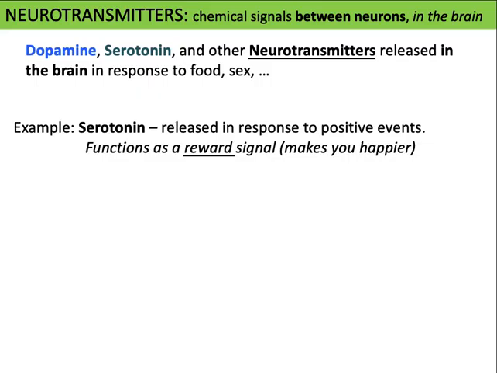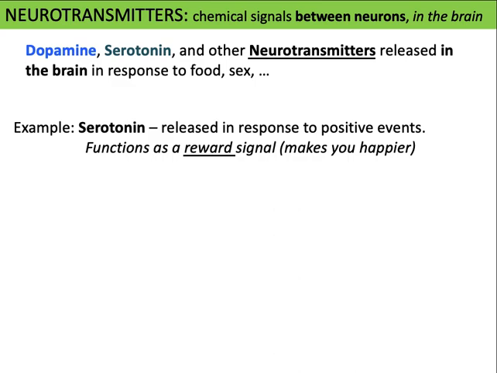Okay, so those are hormones. Neurotransmitters, on the other hand, are chemical signals between brain cells, between neurons in the brain. And so in addition to being found in the brain, they are found at the axon endings of motor neurons. And so motor neurons stimulate muscle fibers.